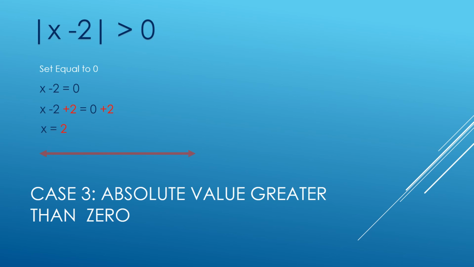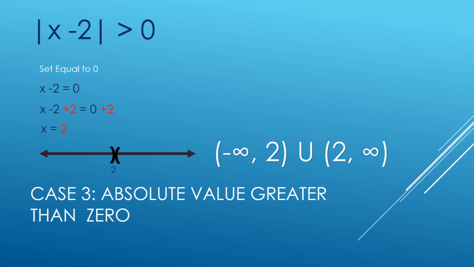But this time, this is the only point we do not want to include. So we'll label 2, and we're going to put a parenthesis on 2 and shade everything to the left. We put another parenthesis on 2 and shade everything to the right. Then we can take the union of these two sets. So again, this is all the real numbers except for the point 2.